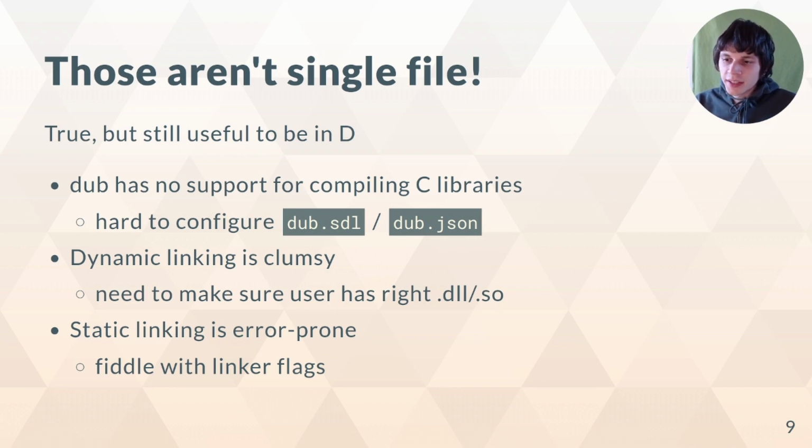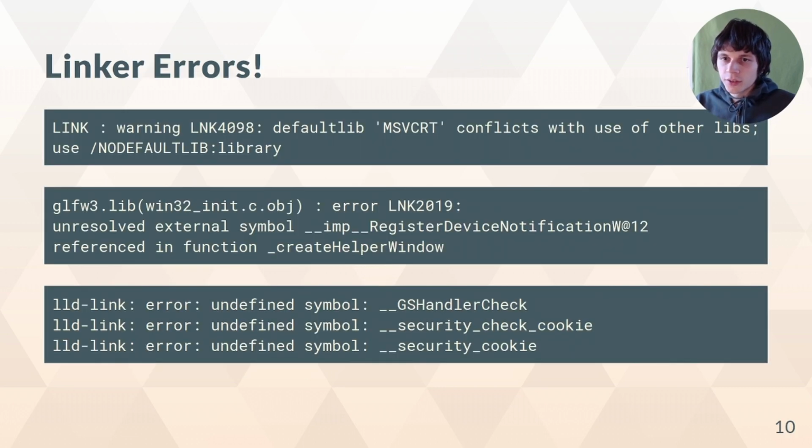So you might as well statically link it, but that's very error prone because you're linking object files that have been compiled with different compilers, and you need to make sure that they all have the right settings, like the same target and C runtime library, or else you get a bunch of cryptic linker errors like this, which are annoying to deal with. It would be a lot easier if they were all just compiled with the same compiler.